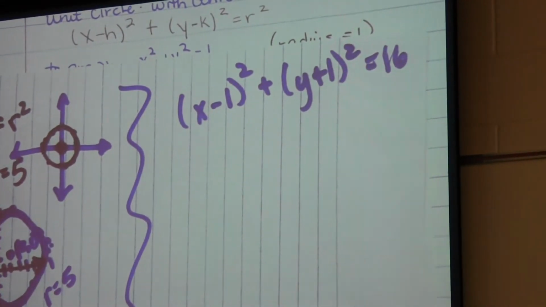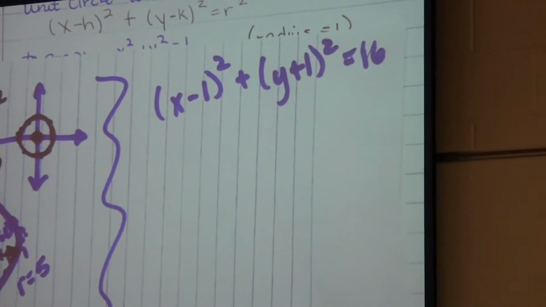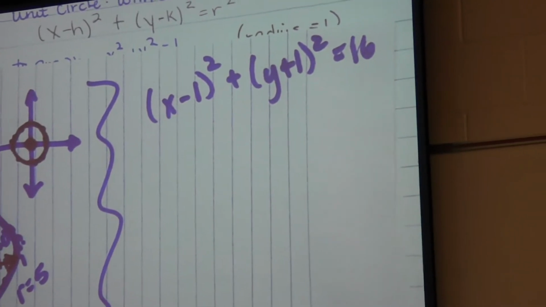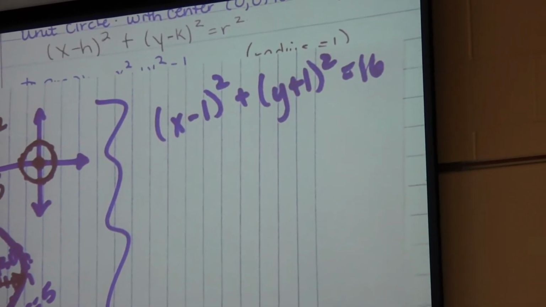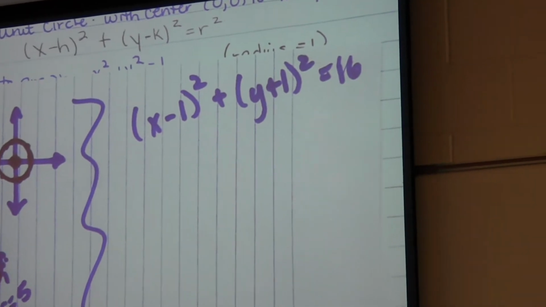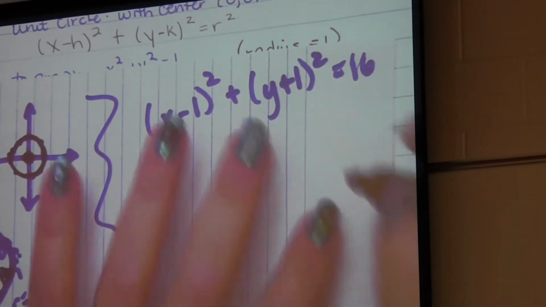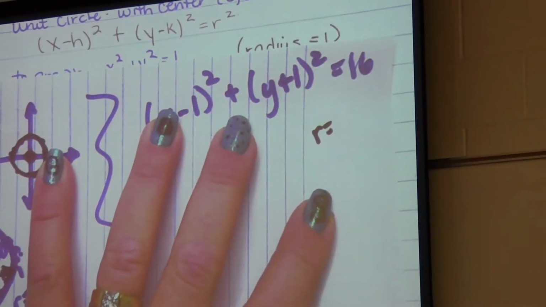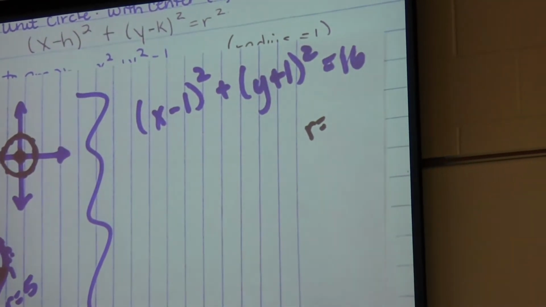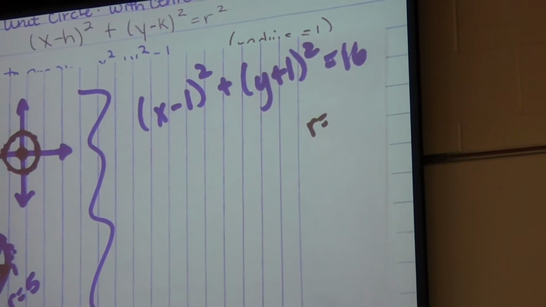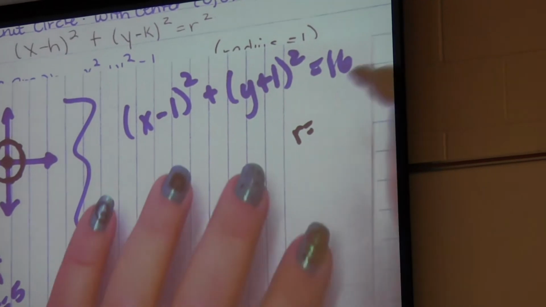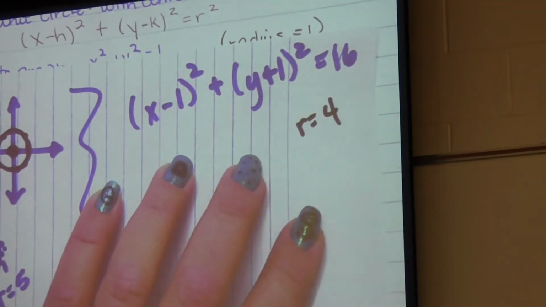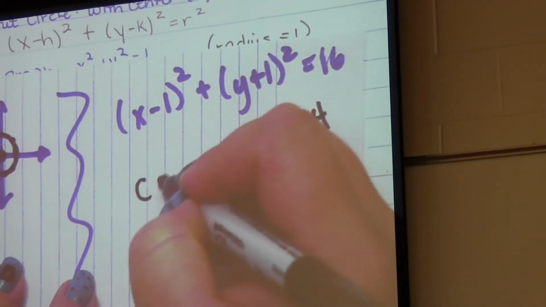(x − 1)² + (y + 1)² = 16. First of all, what's the radius of that circle? What's the radius? 4. Is that right? Mm-hmm. Because it's the square root of 16, so the radius is 4. And what's the center of my circle?